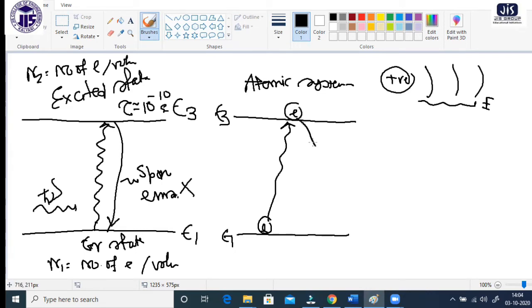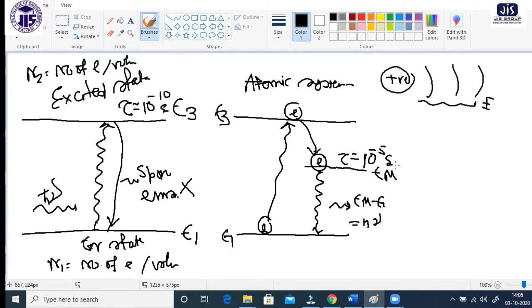Now what will this photon do? You see, your active medium will be such that this is your metastable state. So what would happen? Any atom can stay here for a long time, 10 to the power minus 5 seconds or so. So this will ignite the process of stimulated emission here. One electron will come down from here, and if it comes down, you get two photons.